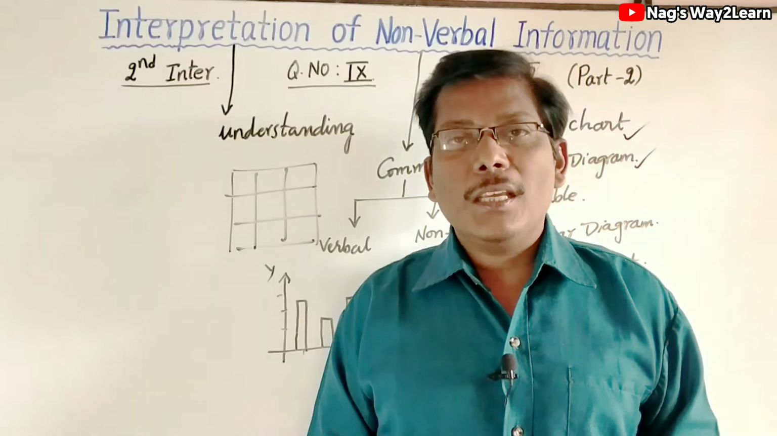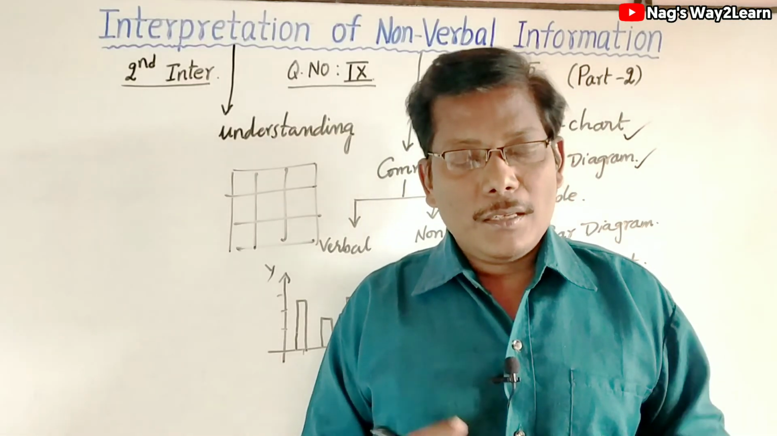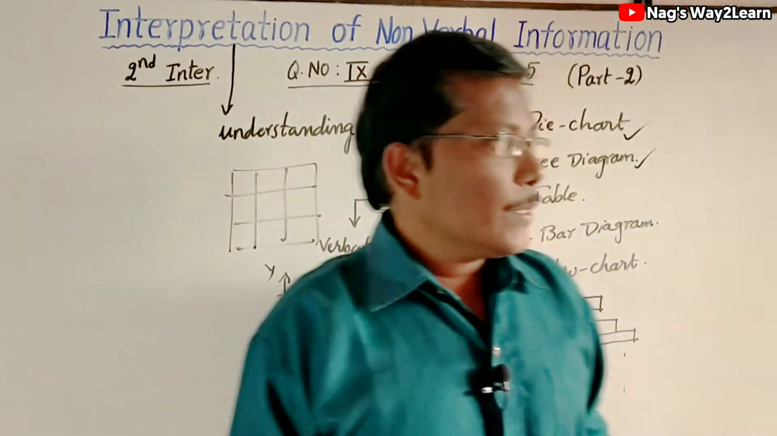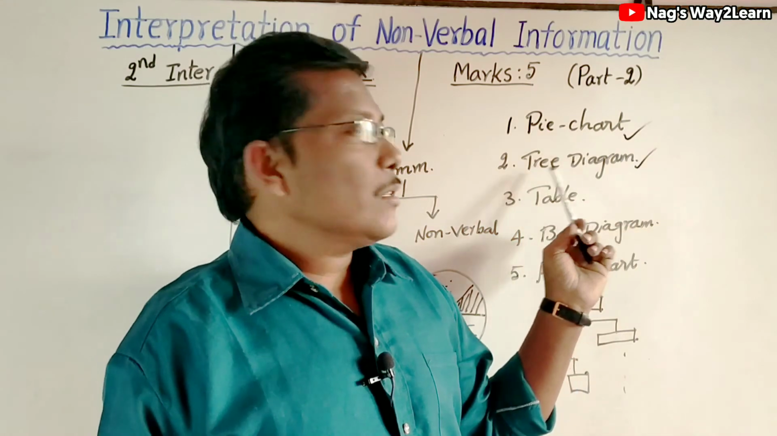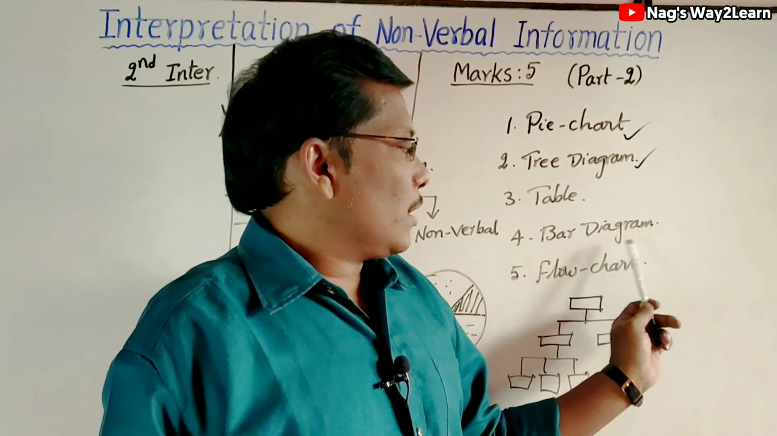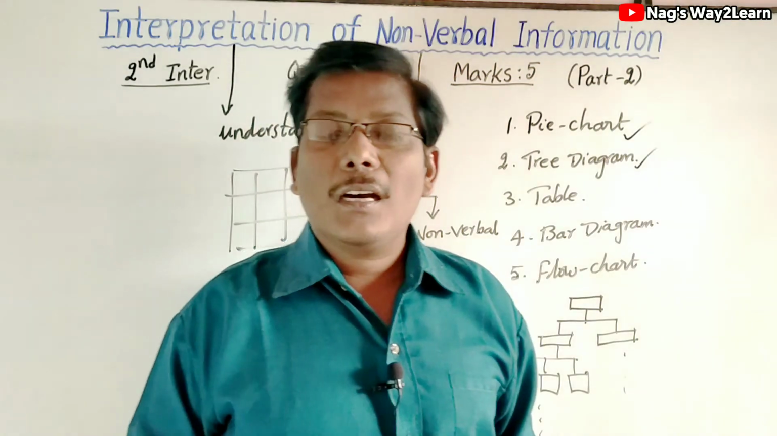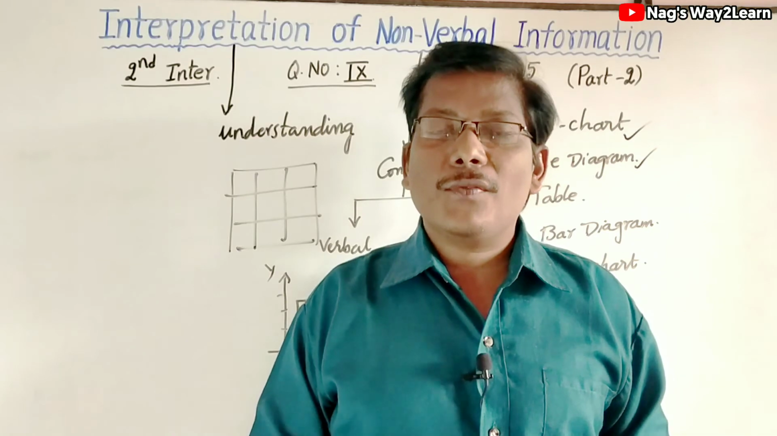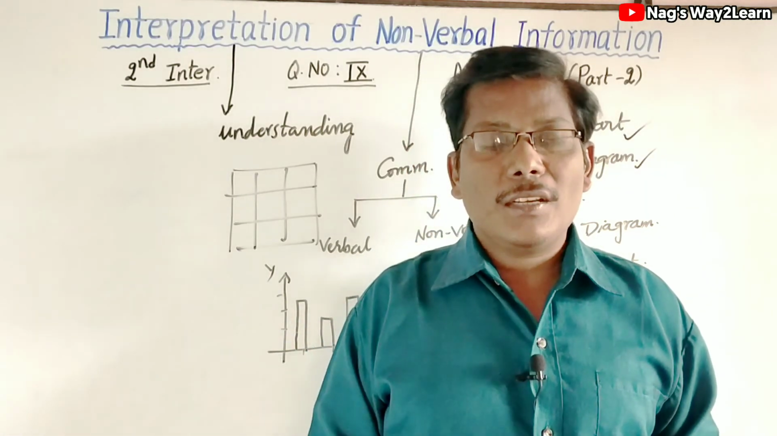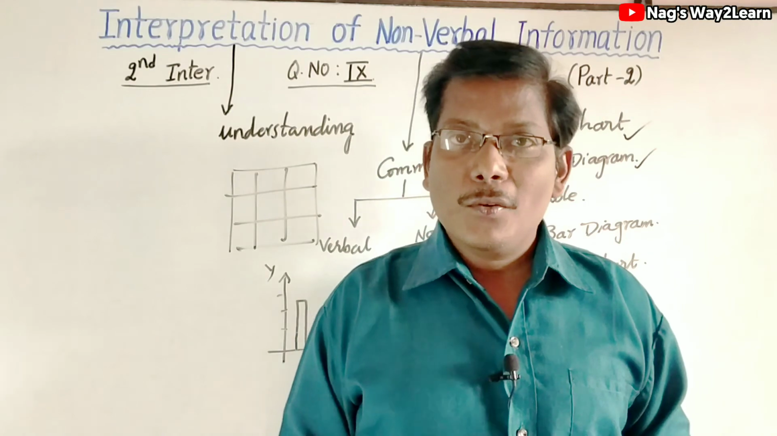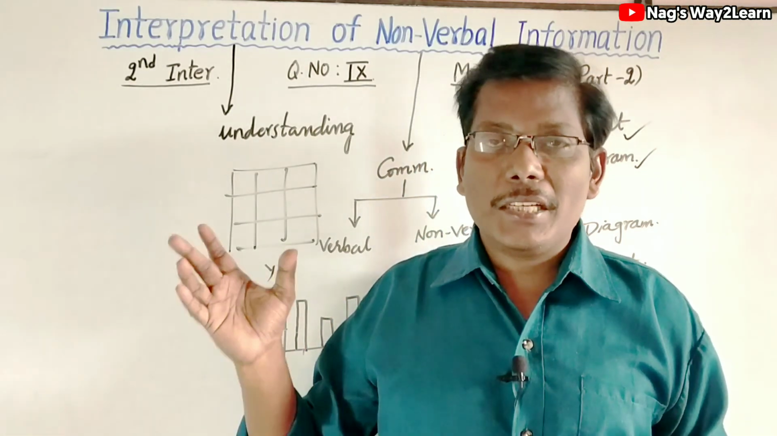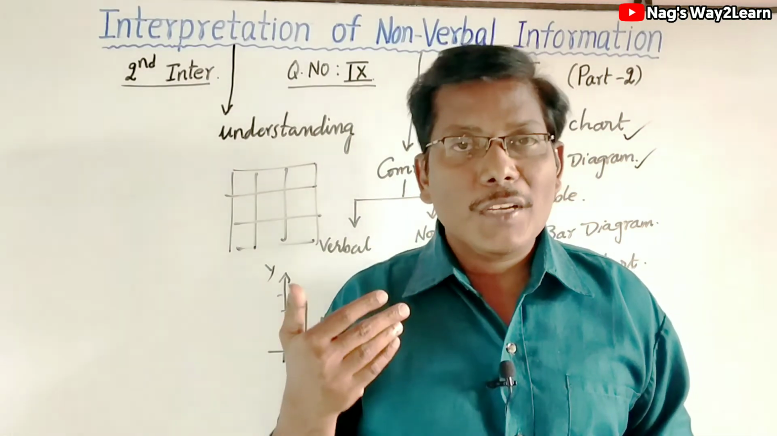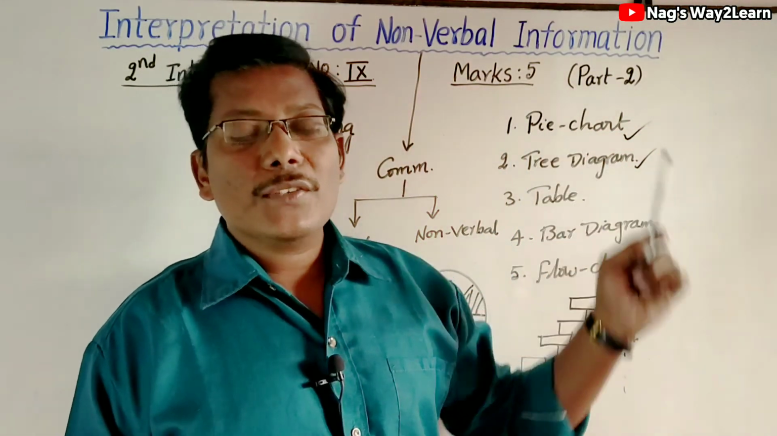So in this way, in our public examination, in this topic, interpretation of non-verbal information, you can expect any diagram. It may be pie chart or tree diagram or table or bar diagram or flow chart is given, and under the diagram there will be 5 questions. So you can find all the answers for the 5 questions in the diagram itself. You need not write anything yourself. So answering this question is very easy. So I suggest you do much more practice in this topic so that you will be able to score 5 out of 5 marks very easily.